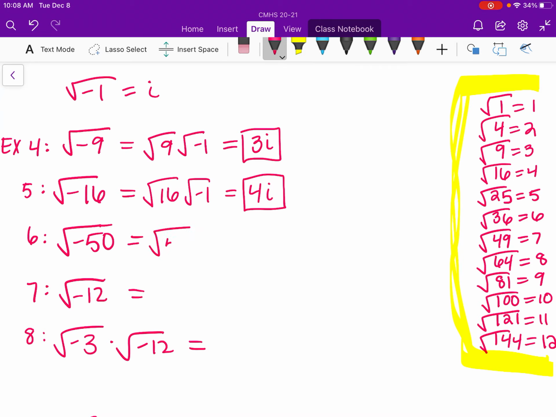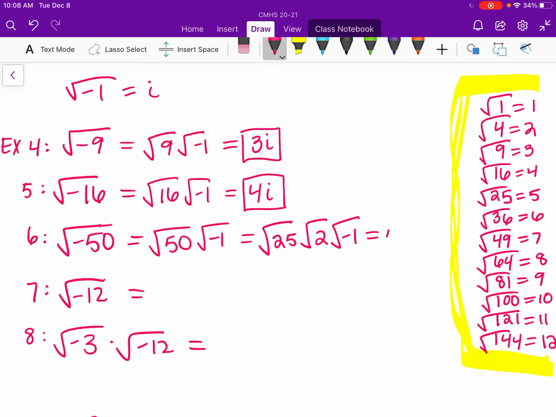What about 50? Break it down. Square root of 50, square root of negative 1. And let's see if it's over there. Is it over there? 49 is, but not 50. So here's what we do. Is there another one of those that goes into 50? 25, right? 25 goes into 50. So let's break 50 up into 25 and 2, because 25 times 2 is 50. So we broke that up, but we still have our negative 1.